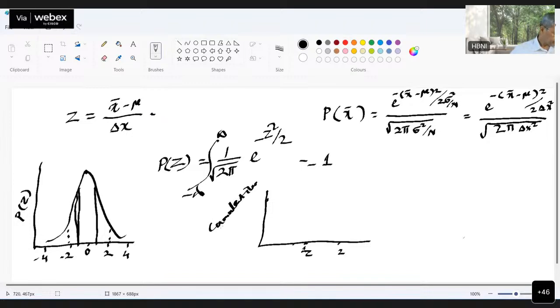cumulative probability between minus Z and plus Z. If you plot it, it will go to somewhere near 1, but it will be like this. One Z will be some 67%. 2Z will be almost 99% of the 1.